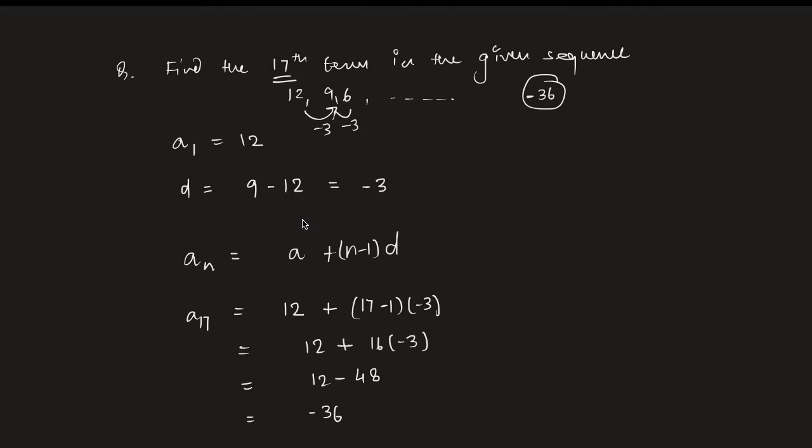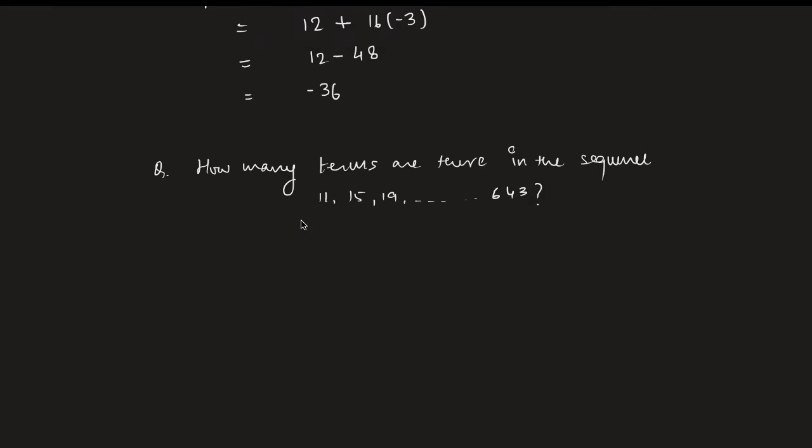Now next, the same formula we'll be using to find the number of terms in the given sequence. The idea is the same. First, what is the first term? a1 or a, which is 11. What is the difference over here? It is 15 minus 11, which is equal to 4. And what is the nth term? We don't know which term this is, so I am writing it as an, the nth term, that is 643. Now what's our formula? an is equal to a plus n minus 1 d.